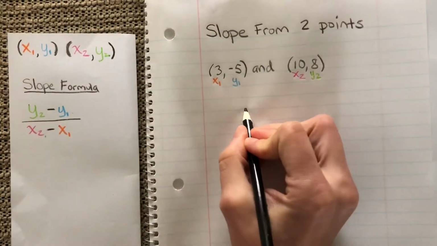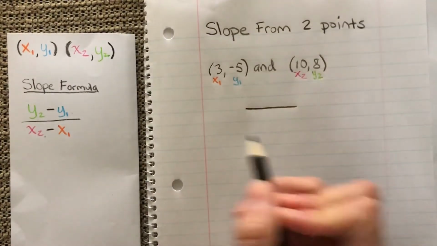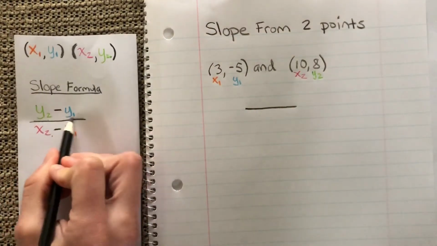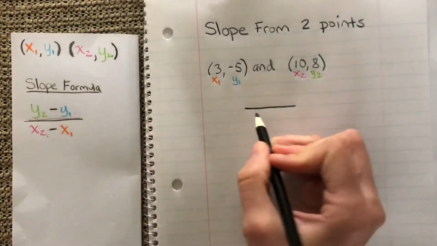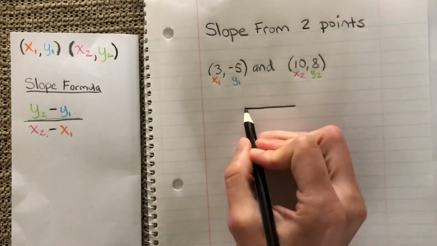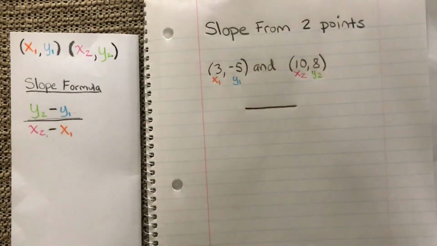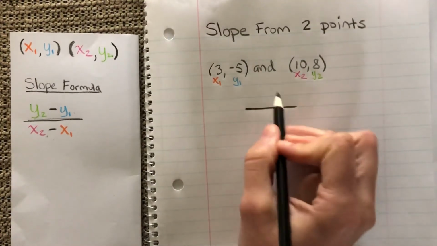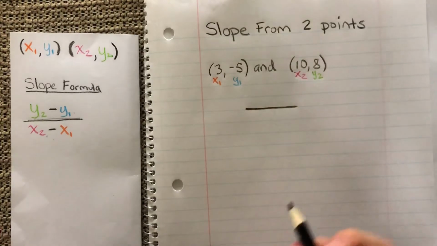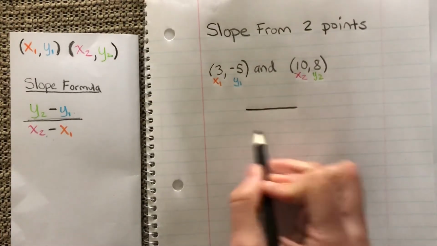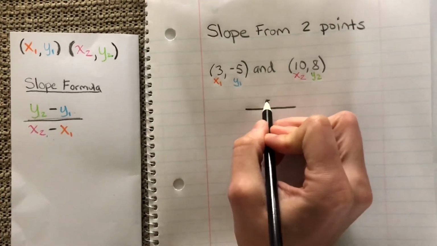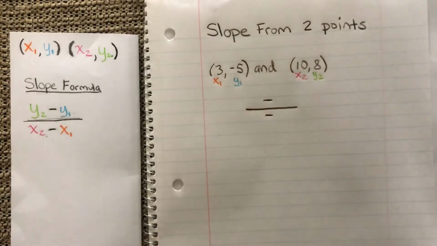So the way I like to organize this is I always know that it's going to be my rise, my vertical change over my run. So I'm going to start out by drawing a nice long division symbol that I know the top will be the ratio, or I'm making a ratio of my vertical change to my horizontal change. And I know I'm finding the difference between those two values. So I'm going to use a subtraction sign.